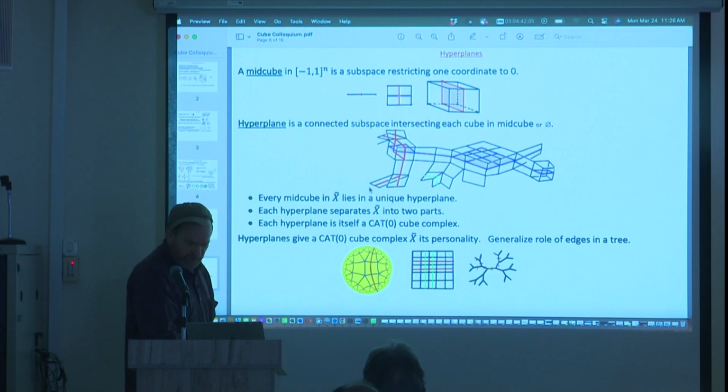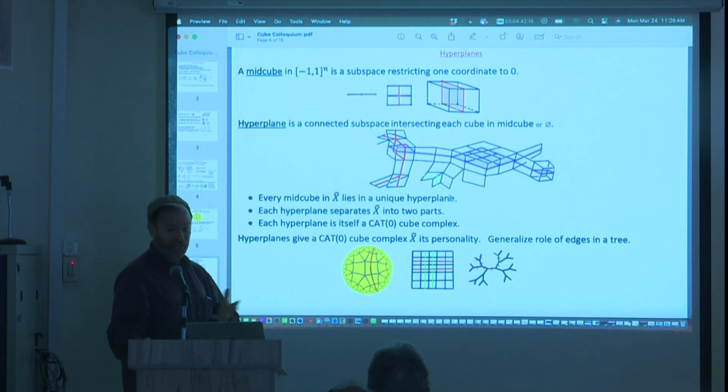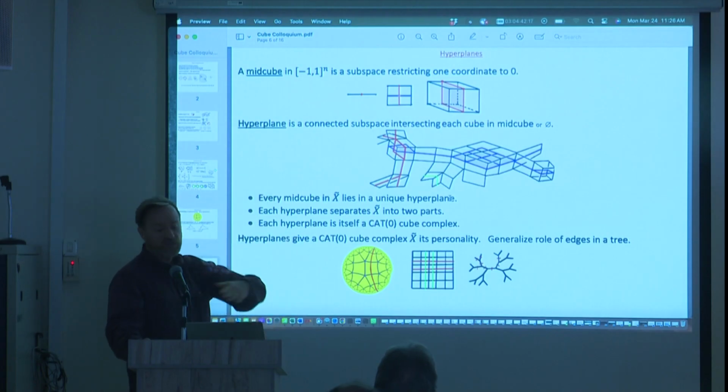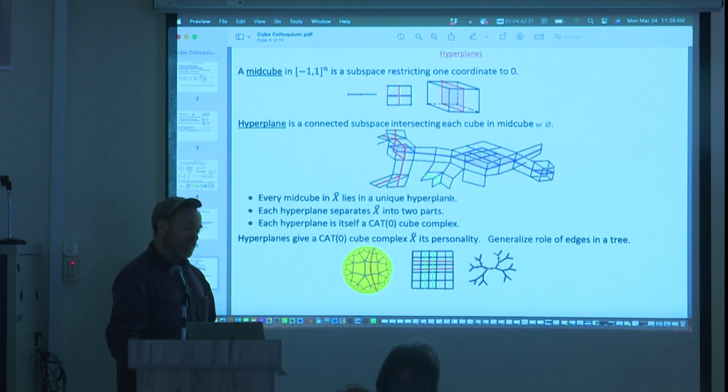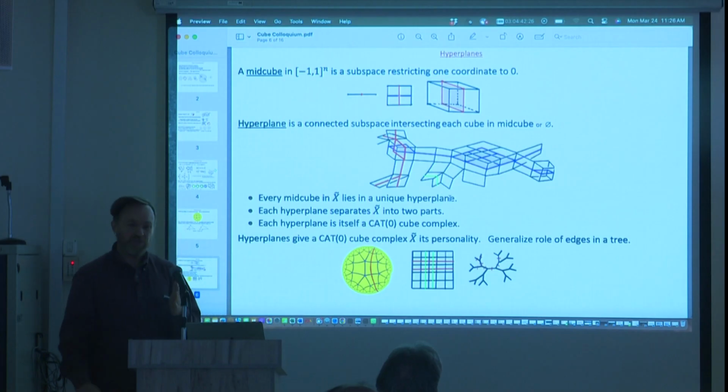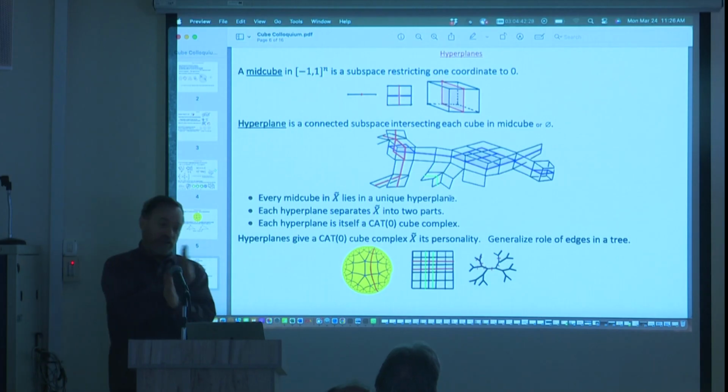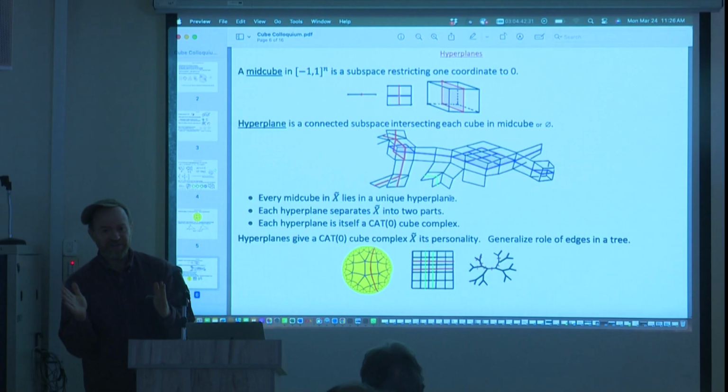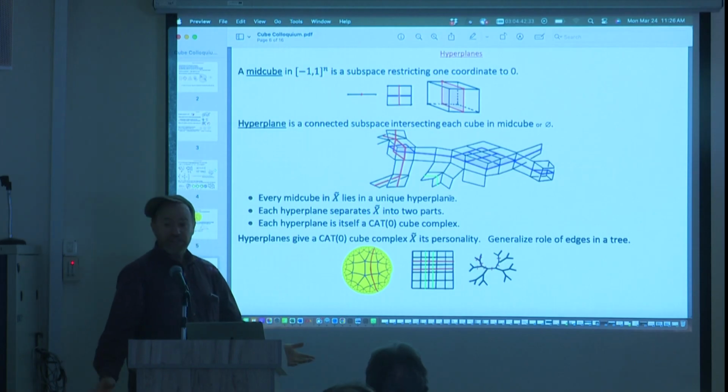So that manifests itself as follows. Every mid-cube actually lies in a hyperplane, in a unique hyperplane. You see how it has to be unique. The question is, does it really exist? Does it come back and crash into itself? No. The non-positive curvature prevents that. The hyperplane separates the CAT(0) cube complex into 2 parts called half-spaces, if you'd like: the part on one side, the part on the other side. And hyperplanes themselves are CAT(0) cube complexes. It's a fun exercise, I guess.